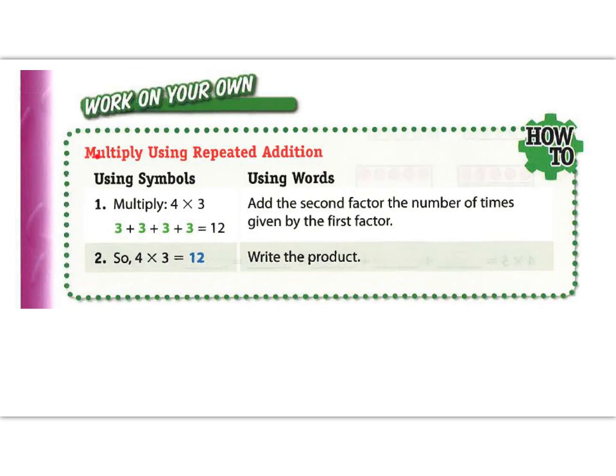So again, using repeated addition, using symbols, multiply 4 times 3. 4 groups, it says, of 3. So 3 plus 3 plus 3 plus 3 is 12. You're going to add the second factor the number of times given by the first one. So 4 groups of 3 is what this means. So 4 times 3 is 12.